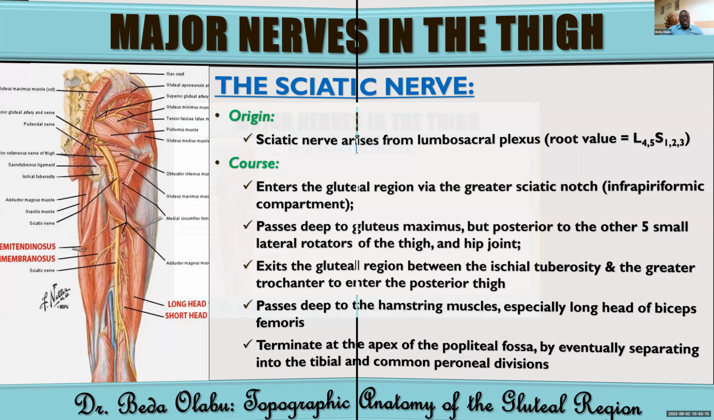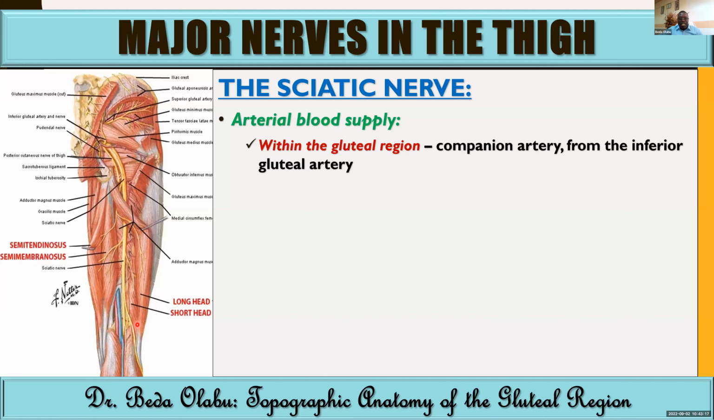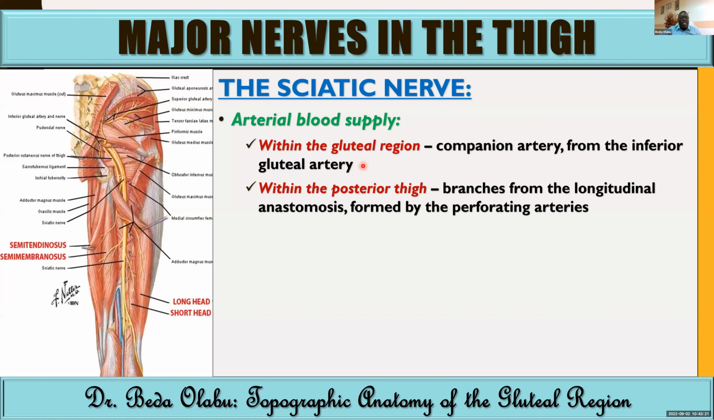The blood supply to the sciatic nerve, we'd already mentioned. In the gluteal region, it is the companion artery from the inferior gluteal artery. Within the back of the thigh, it is supplied by branches which come from the longitudinal anastomosis. Remember, the longitudinal anastomosis is formed by the union of the perforating branches of profunda femoris.